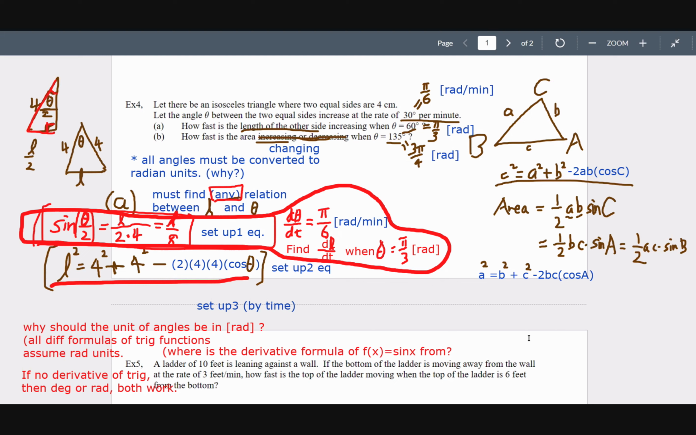The sector area formulas are the formulas which decide whether we should be using degrees or radians. That's the beauty of the competition between degrees and radians. Anyway, if you don't have curiosity, then don't bother. Just know that all the angles must be converted to radian units. That's all we need to know. Any questions here?